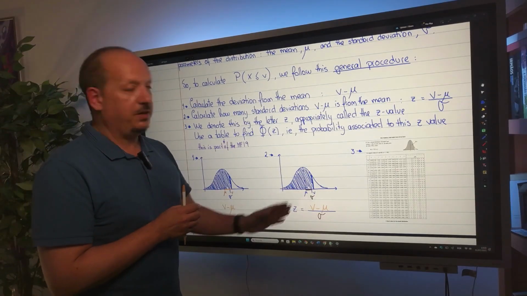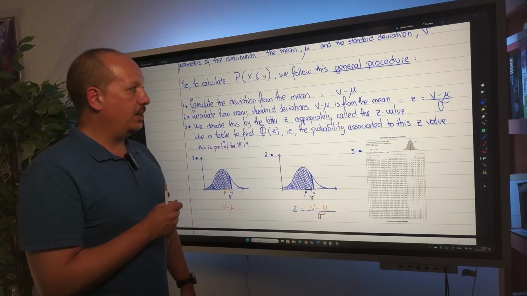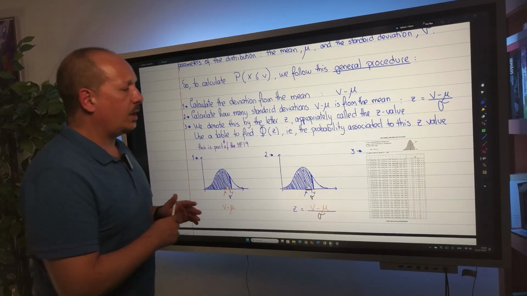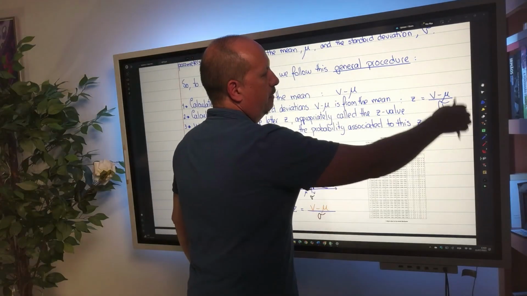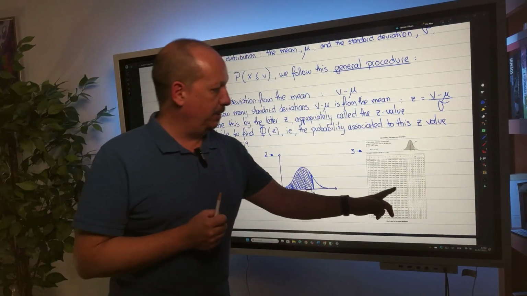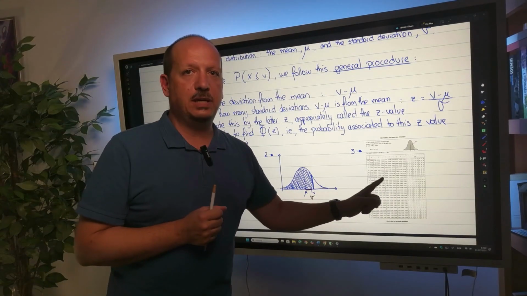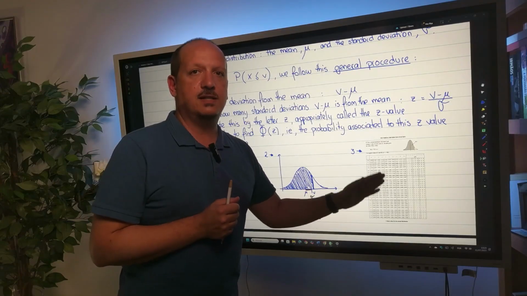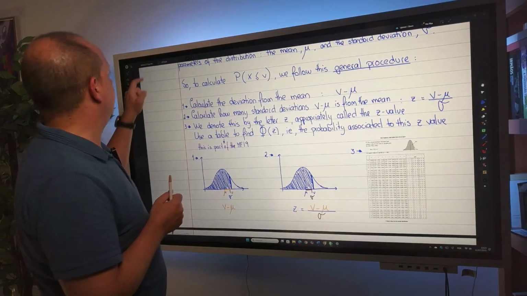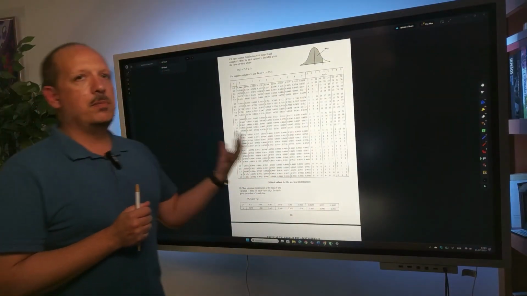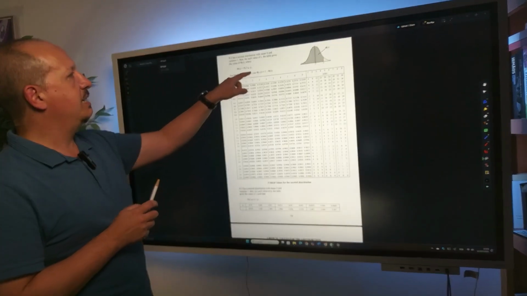1.3 standard deviations to the right of the mean. Okay? Then what do you do? You are going to use this number, which is called the z-value, and go to a table that you are always going to be given. If you are doing exercises, you should have this in front of you. This comes in the MF 19. This table over here, and you are going to find the probability associated with this z-value.